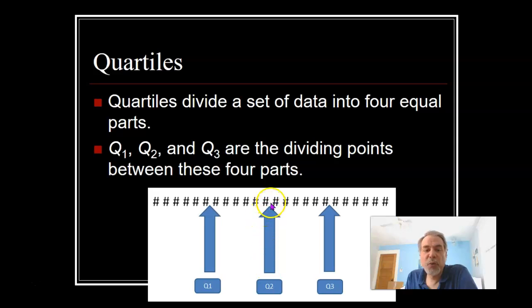So Q2 is right in between the bottom half, the bottom two quarters, and the top half, the top two quarters. But then you've also got Q1 that separates the bottom quarter from all the rest, and you've got Q3 that separates the top quarter from all the rest. So notice that Q1 here would be the median of the bottom half, and Q3 would be the median of the top half.